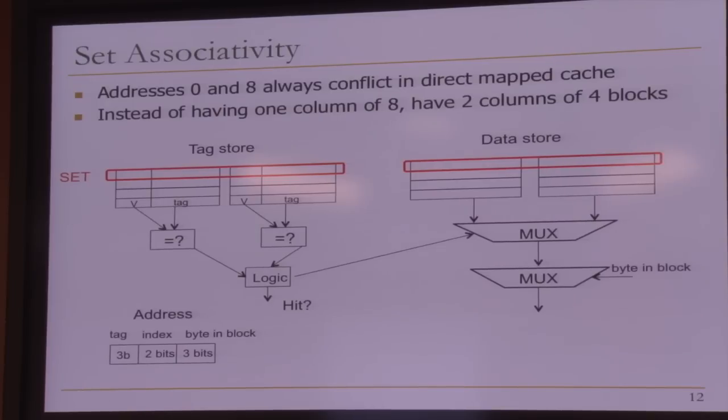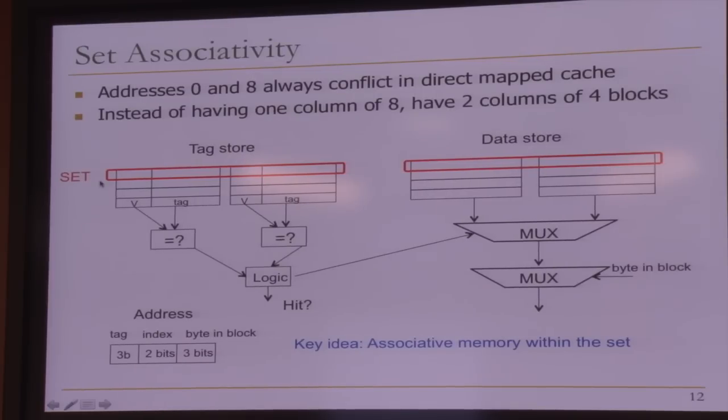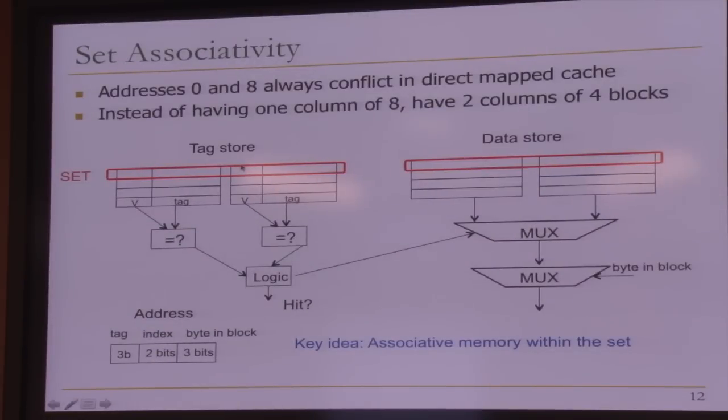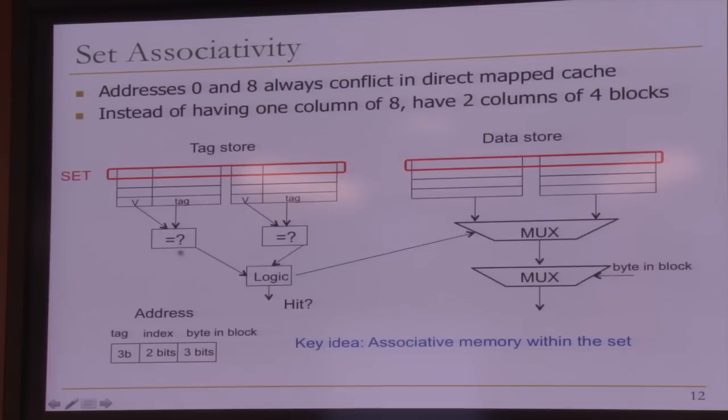OK? So what we've done here is, within a given index or within the set, a set is basically the set of blocks that share the same index in the cache. And in this case, you have two blocks in the set. You have associative memory, right? We've seen associative memory. It's really content addressable memory. Within an index, now you need to search, if you will. What we're really doing is kind of searching. We're comparing the tag within an index. And in this case, we're comparing the tag to two different tag store entries.